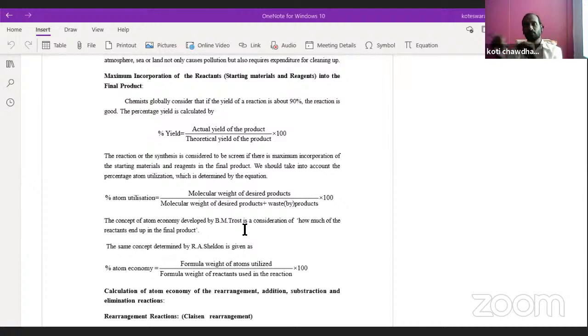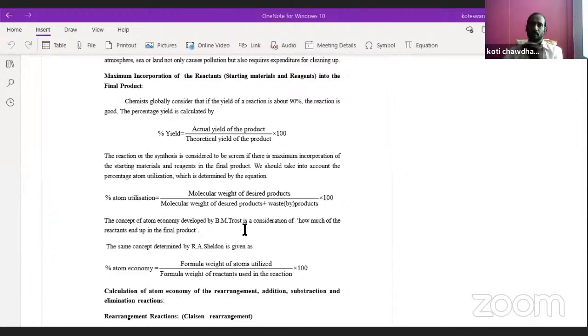Whenever the product is produced, it only has 80 atoms. 20 atoms are wasted. That is called atom utilization. The percentage of atom utilization is calculated as the molecular weight of the desired product divided by the molecular weight of the desired product plus waste or byproduct, times 100. That is the atom utilization.